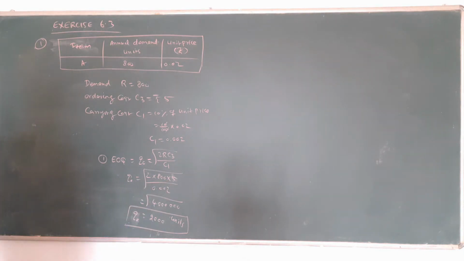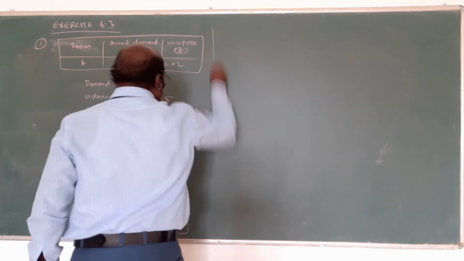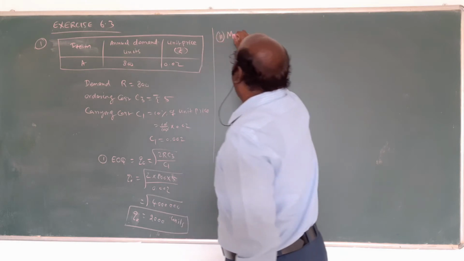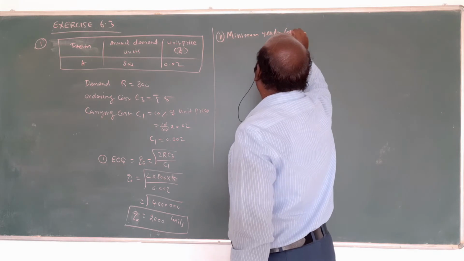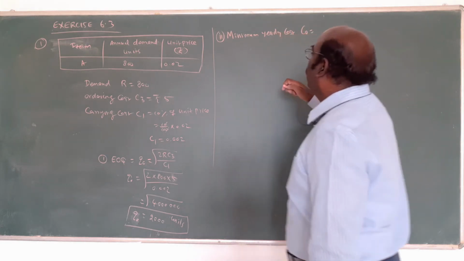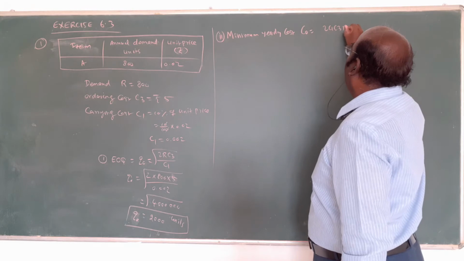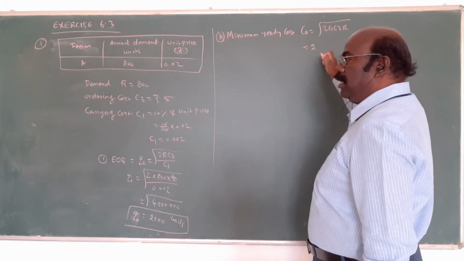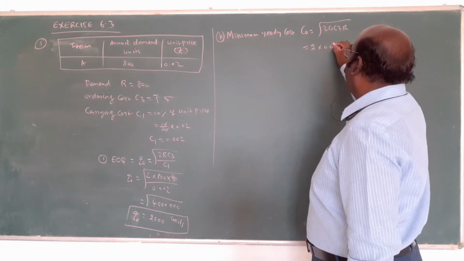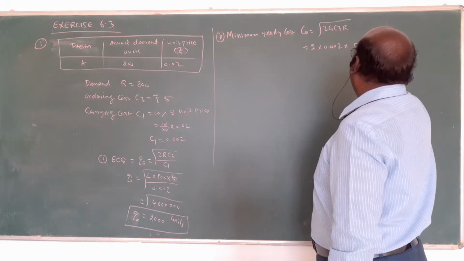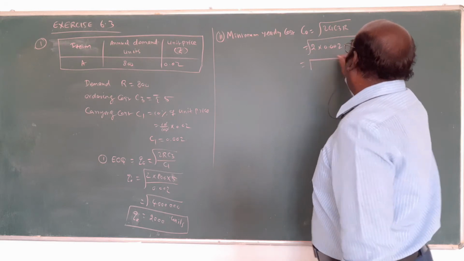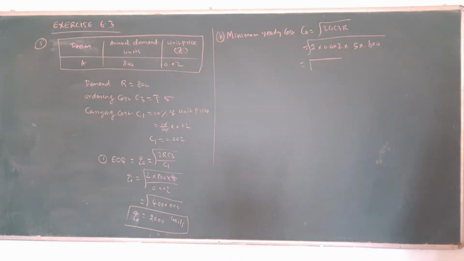First answer over. Next, the minimum yearly cost is asked. That is C0. The formula is root of 2 C1 C3 into R. 2 into C1, which is 0.002, into C3, only 5. R is 800. Now again multiply all the values. Simplify. We get the answer 16.